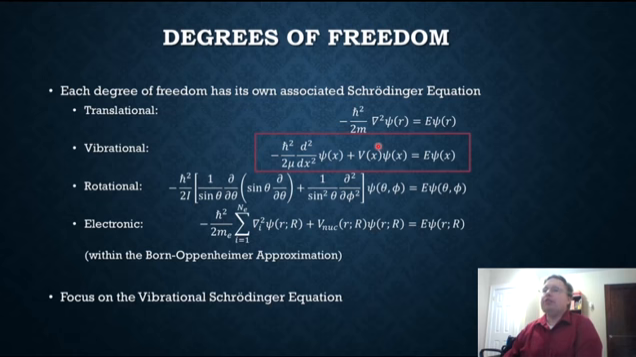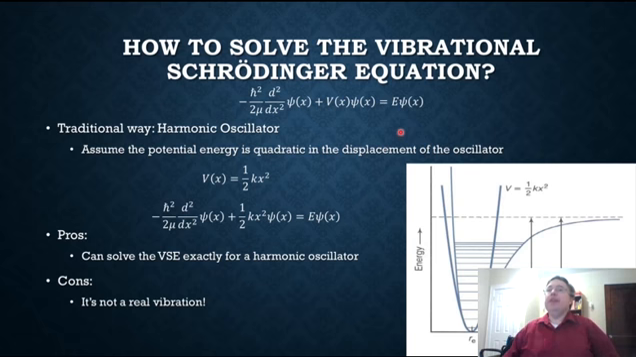Now, how do we solve this Schrödinger equation? The traditional way has been to use the harmonic oscillator approximation. In this approximation, it is assumed that the potential energy is quadratic in the displacement of the oscillator. V of x is assumed to have the form 1/2 kx squared. So this function is substituted into the Schrödinger equation here. We then have a differential equation that can be solved exactly. So the big pro of this approach is that it can be solved exactly. We have exact analytic solutions for this problem.